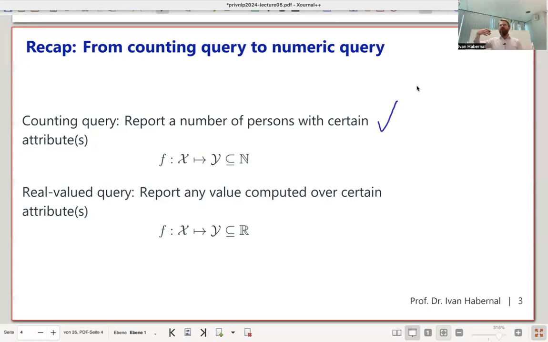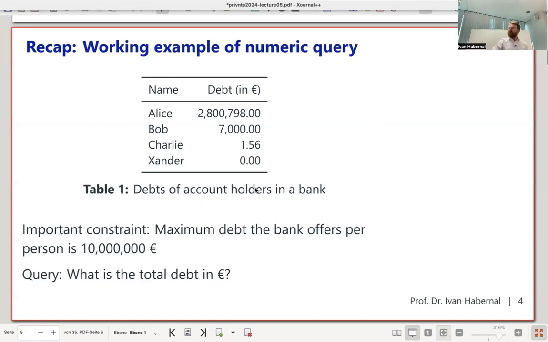And then we turned it into a real value query, and I guess the example was, what was the example again? There was a bank, right? We had a bank, and we're interested not in how many people have a certain attribute in the database, but maybe the sum query. So how many people together... It was the real value query, where the output is a real number. So far, so good. So this is the working example from last time.